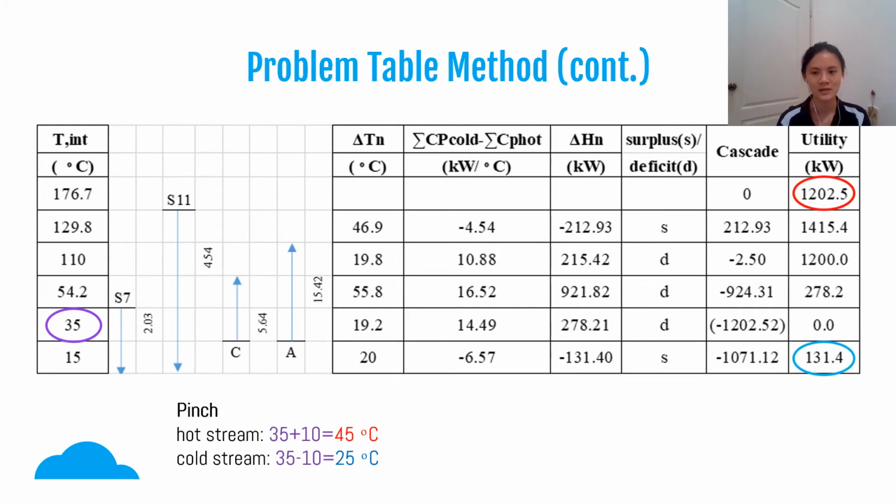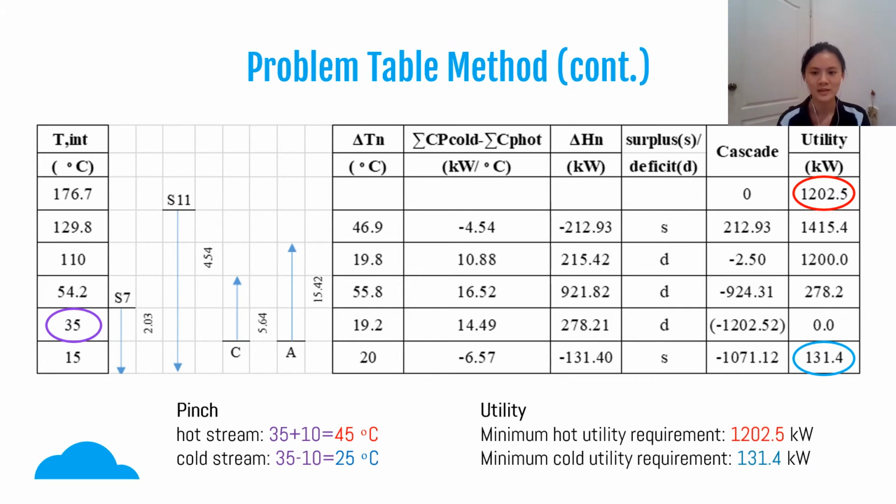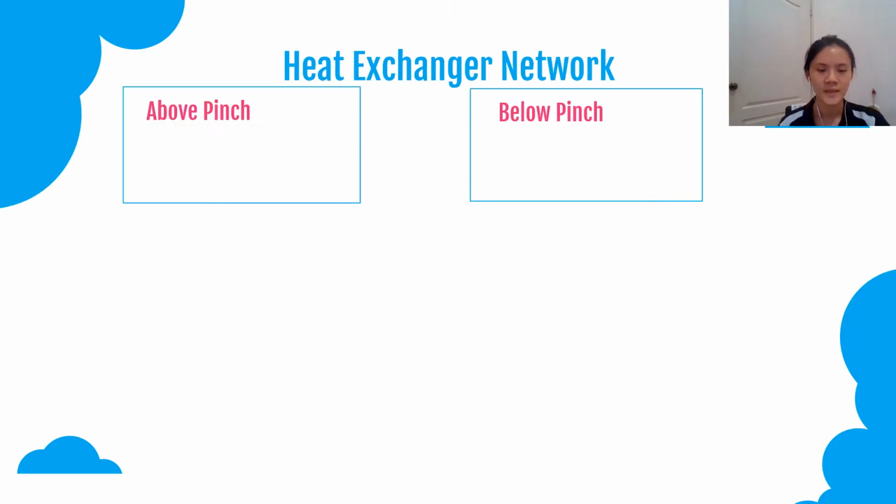Then we can find out that the minimum hot utility requirement is 1202.5 kW and the minimum cold utility requirement is 131.4 kW. Next, we can proceed with the heat exchanger network design.